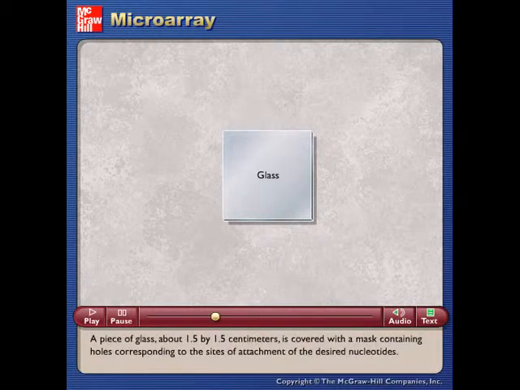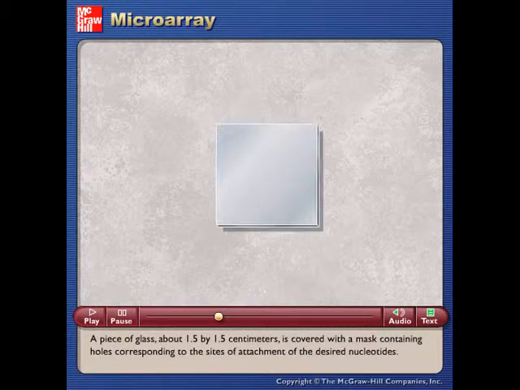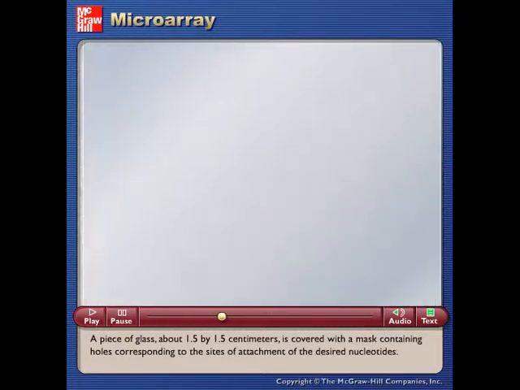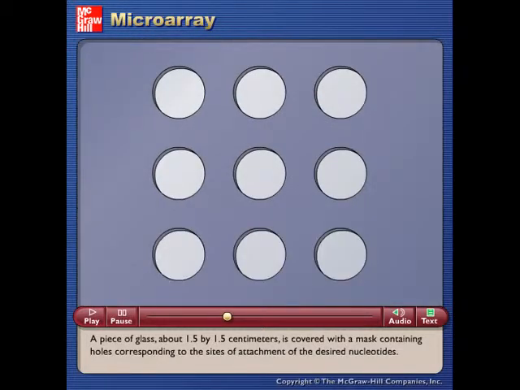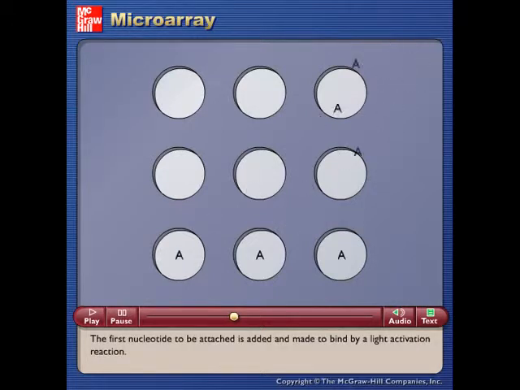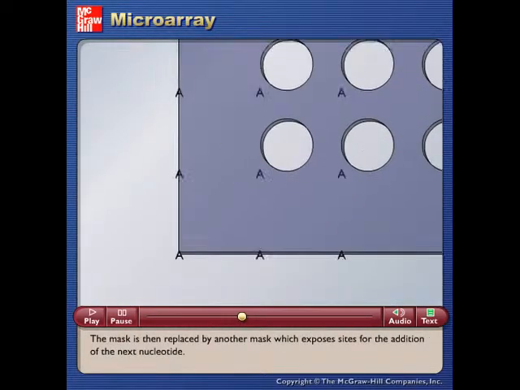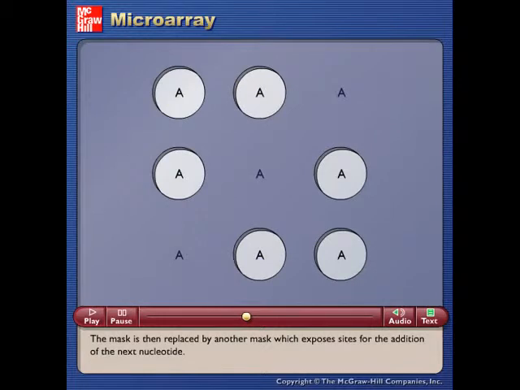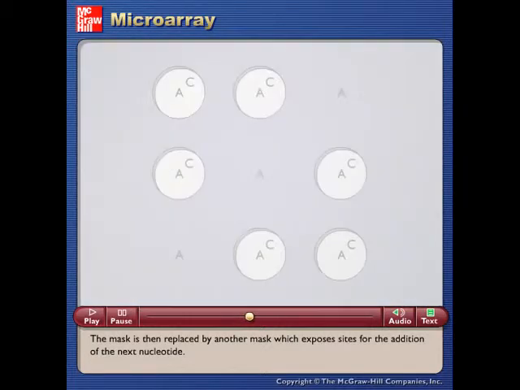A piece of glass, about 1.5 by 1.5 centimeters, is covered with a mask containing holes corresponding to the sites of attachment of the desired nucleotides. The first nucleotide to be attached is added and made to bind by a light activation reaction. The mask is then replaced by another mask which exposes sites for the addition of the next nucleotide.